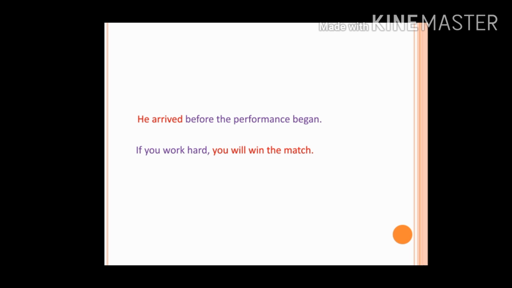He arrived before the performance began. "He arrived" is the main clause or independent clause and "before the performance began" is the subordinate clause or dependent clause. So we can call it a complex sentence. If you work hard, you will win the match. "If you work hard" is the dependent clause and "you will win the match" is the independent clause. Here, the sentence started with the dependent clause. So after "if you work hard", we put a comma and then write the independent clause.